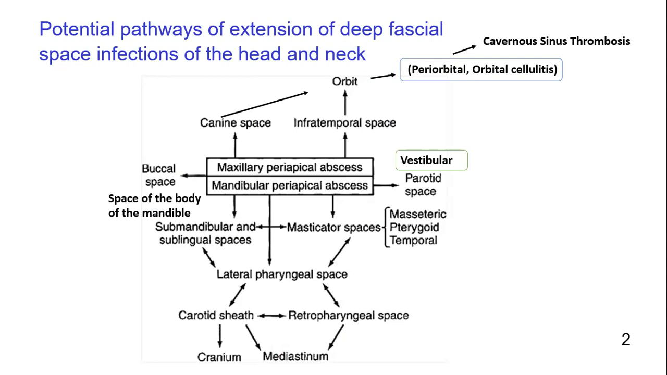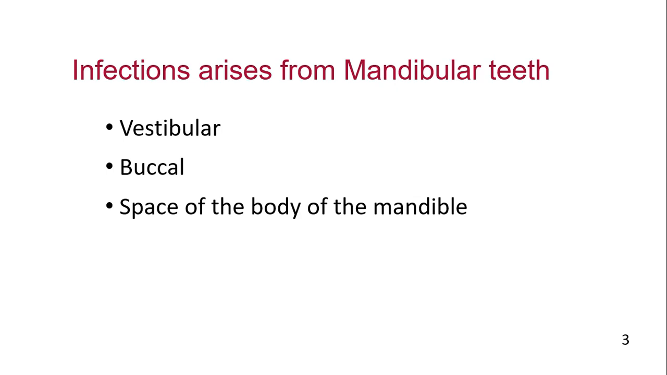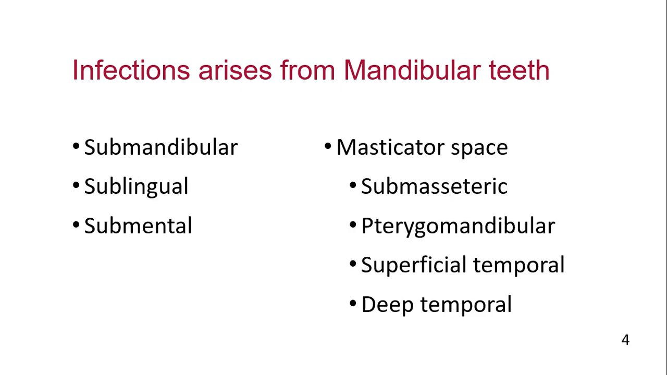The infections may enter the vestibular, buccal space of the body of mandible, then the sublingual or submandibular, the masticator space, and from here to the deep neck spaces, and finally may enter the mediastinum. The initial spread of infections occurs through the vestibular buccal space of the body of the mandible. However, infections may also initially or secondarily enter the sublingual space or submandibular space and the masticator space.